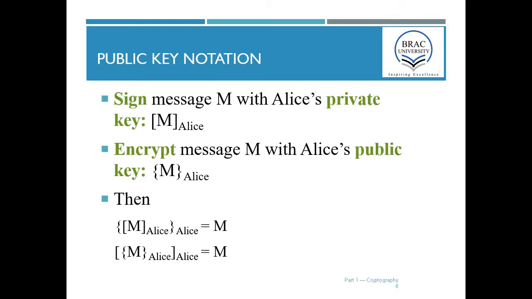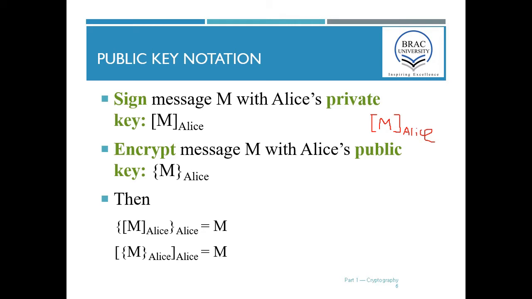So we'll take a look at some notation. If we sign some message with a private key, we write it like this. This square bracket means signing. Suppose the message is M, and we sign this message with some key. We write that here, like Alice. If we sign something with Bob's key, then we write Bob instead of Alice.